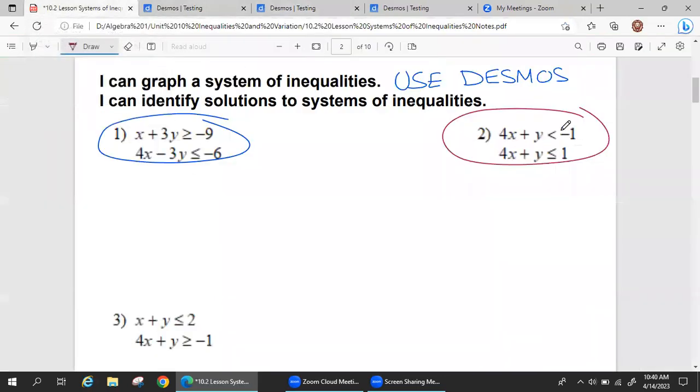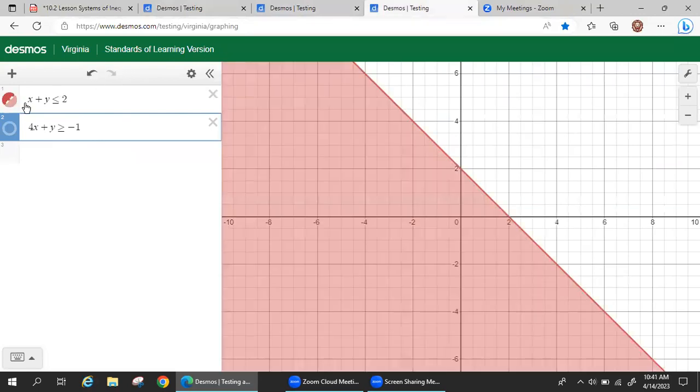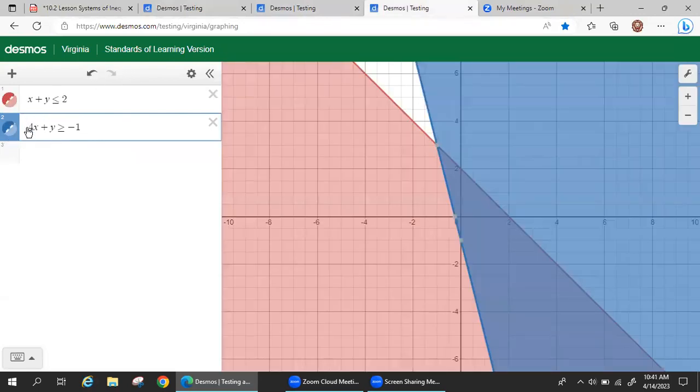So this is very similar to what we did last time, except again, we are graphing two inequalities. So go ahead and graph those two. So I have a red one and a blue one. And again, it doesn't matter if your colors are different. The place where they overlap will always be the same. So I have some red here, some blue here, and then they overlap in this region. And that is the solution to the system of inequality.